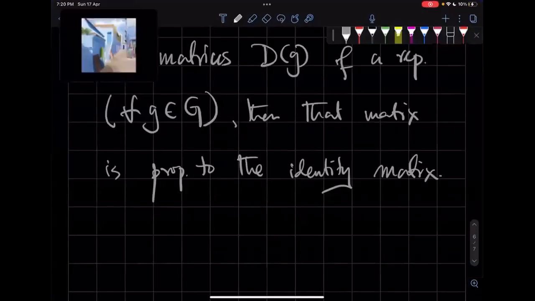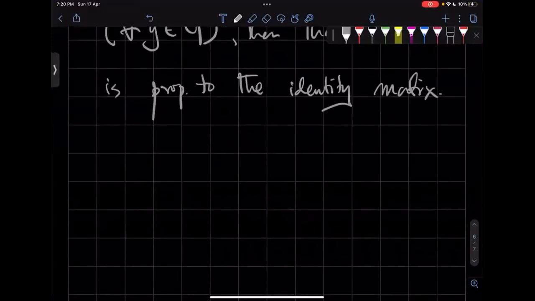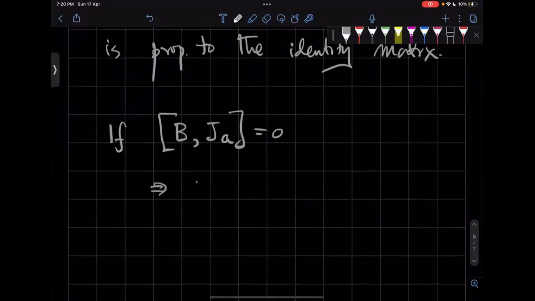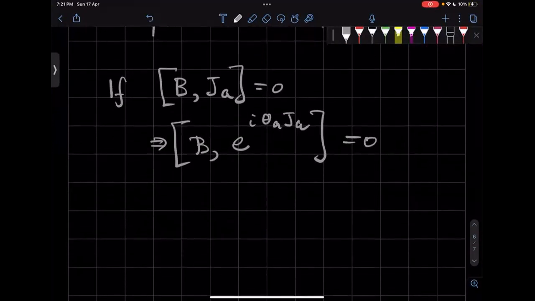Okay, so is that a statement that makes sense? That if, say, B commutes with all the J's, then that means that B will also commute with all the finite elements of the group, right? Is that something that makes sense to you? So I hear silence, that means no.